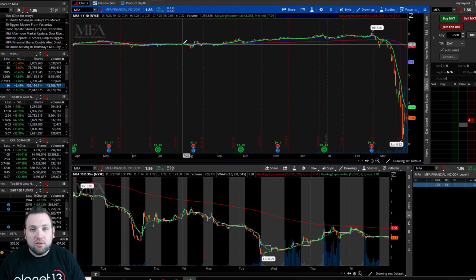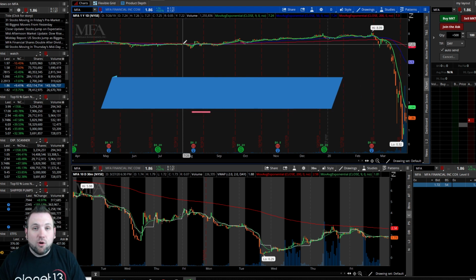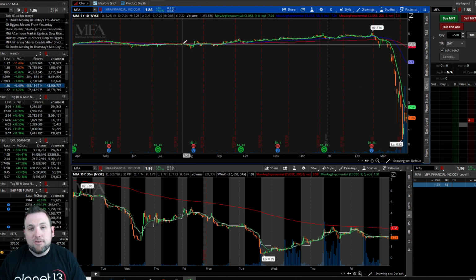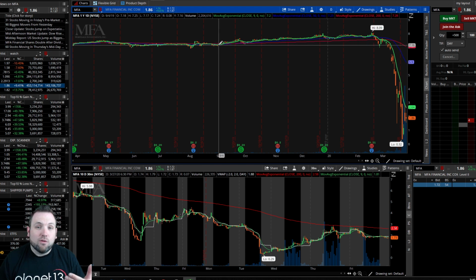So the first strategy I'm going to talk about is dip buying. And dip buying is basically buying a stock after it's been oversold pretty quickly at a strong support level, looking for a bounce in price. Now my example today is MFA. This was a stock that a lot of people made some money on this past week. And you can see on this chart here, this is a daily chart. So each candle represents one day. And this is over a whole year.